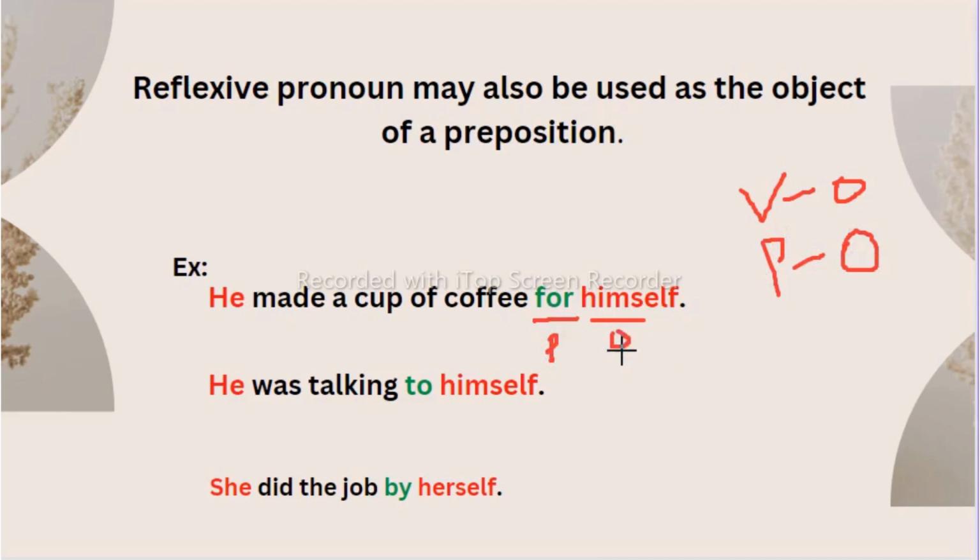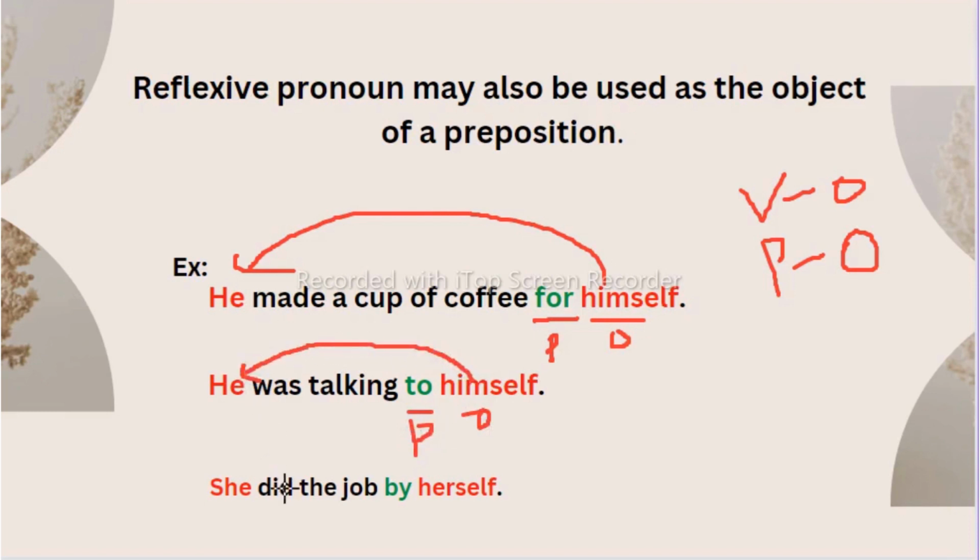So here, for is a preposition, and himself is the object of the preposition, and it is reflecting back to the subject. He made a cup of coffee for himself. He was talking to himself. Here, to is the preposition, himself is its object, and it is reflecting back to the subject. She did the job by herself. By is a preposition, herself is its object, and it reflects back to the subject.